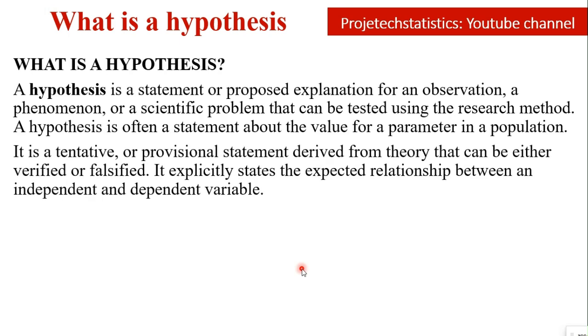Now, starting from a hypothesis, what is a hypothesis? A hypothesis is a statement or a proposed explanation for an observation or a phenomenon, or even a scientific problem that can be tested using a research method. It is often a statement about the value of a parameter in a population. It is a tentative or provisional statement derived from theory that can be either verified or falsified. It explicitly states the expected relationship between an independent variable and dependent variable.